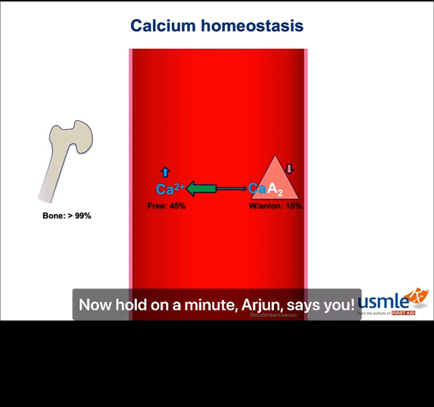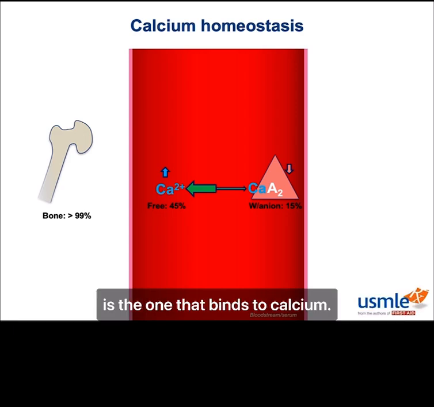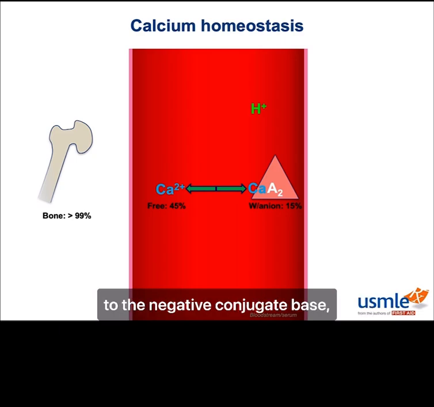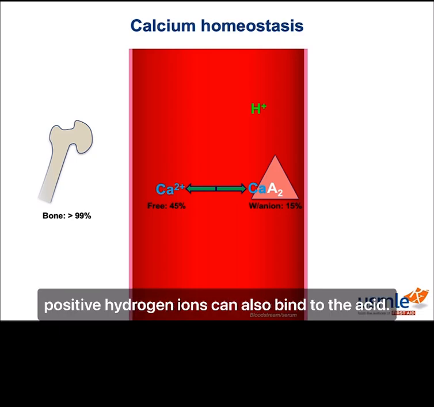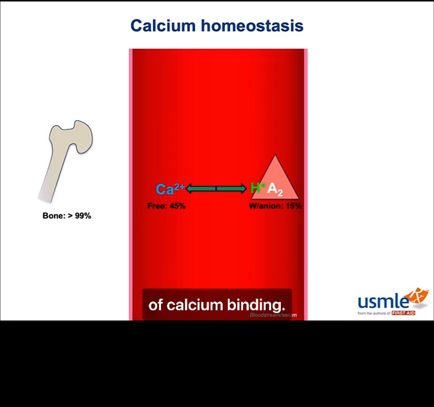Now hold on a minute, Arjun, says you. How the hell does more acid make less acid? Simple, because the conjugate base of the organic acid is the one that binds to calcium. If the blood pH decreases, by definition, there's more H+ ions in the blood. And just like the positive calcium can bind to the negative conjugate base, positive hydrogen ions can also bind to the acid. You can think of H+ ions as competitive inhibitors of calcium binding.